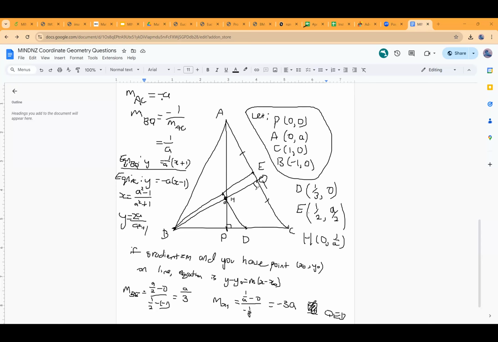Actually, I think my diagram must be really wonky, because apparently the gradient of DH is supposedly 3 times the gradient of AC, but on my diagram they look almost parallel. Yeah, okay, well.